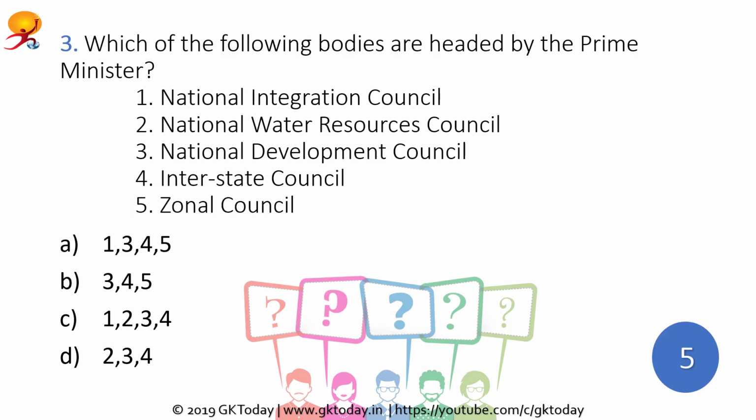Which among the following bodies are headed by the Prime Minister? 1. National Integration Council, 2. National Water Resources Council, 3. National Development Council, 4. Interstate Council, and 5. Zonal Council. Your time starts now.